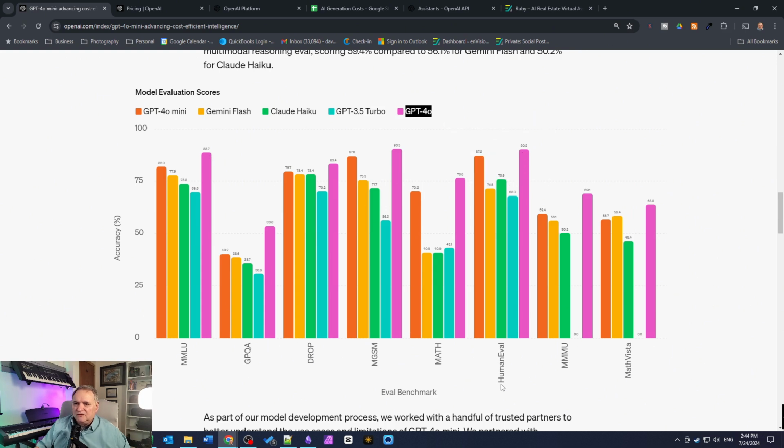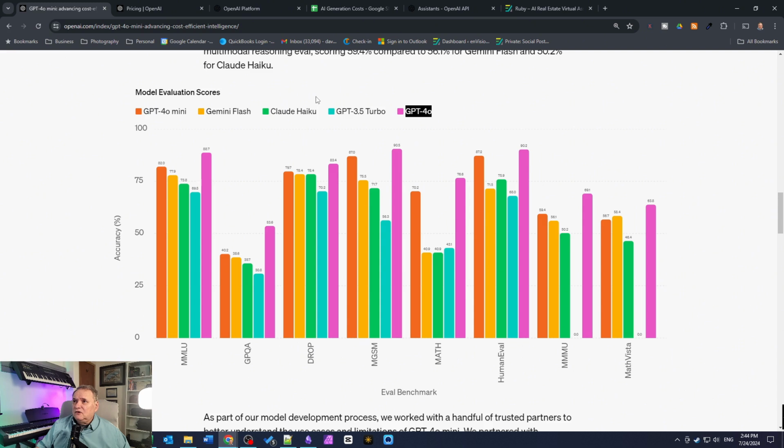This one here is the human evaluation. And in particular, this one shows an 87.2 score for Mini and a 90.2 score for GPT 4o. So that's very, very close. And since what we care about is what humans think, I think that's something significant.